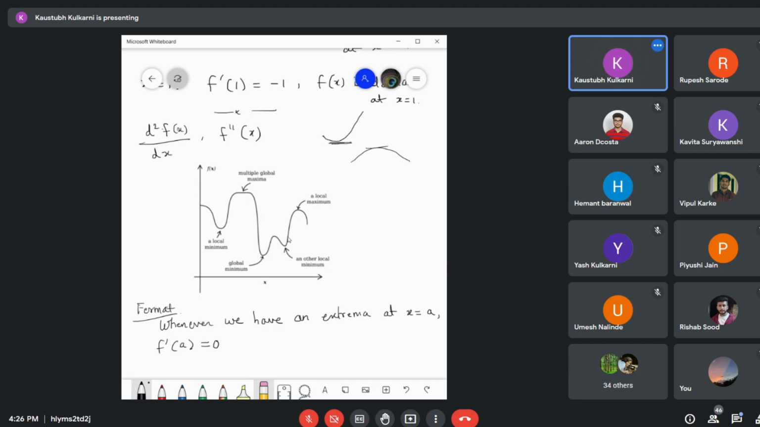Whenever we have an extrema, at all these points, at this point, this point, whether it is maxima or minima or a multiple kind of maxima, a plateau, you can say. So the terminology is that normally maxima are called peaks and minima are called troughs. And such cases where there are multiple global maxima or multiple minima are called plateaus.